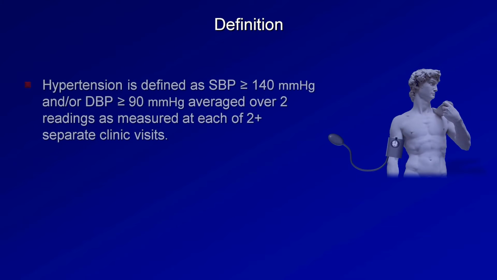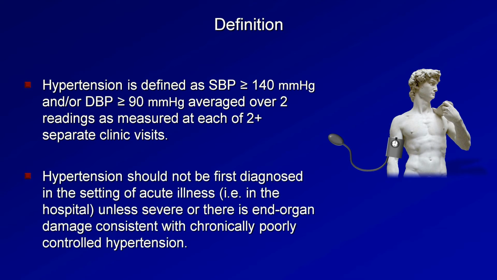I've already defined hypertension as simply an elevation of a patient's blood pressure, but can we be more specific than that? Hypertension is specifically defined as a systolic blood pressure at or greater than 140 and/or a diastolic blood pressure at or greater than 90, averaged over two readings as measured at each of two or more separate clinic visits. In addition, hypertension should not be first diagnosed in the setting of acute illness, for example in the hospital, unless it is unusually severe or there is end organ damage consistent with chronically poorly controlled hypertension.